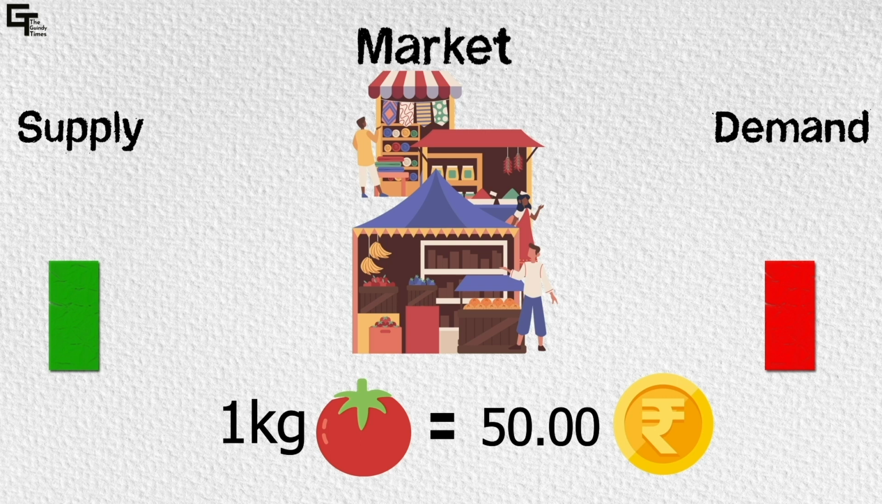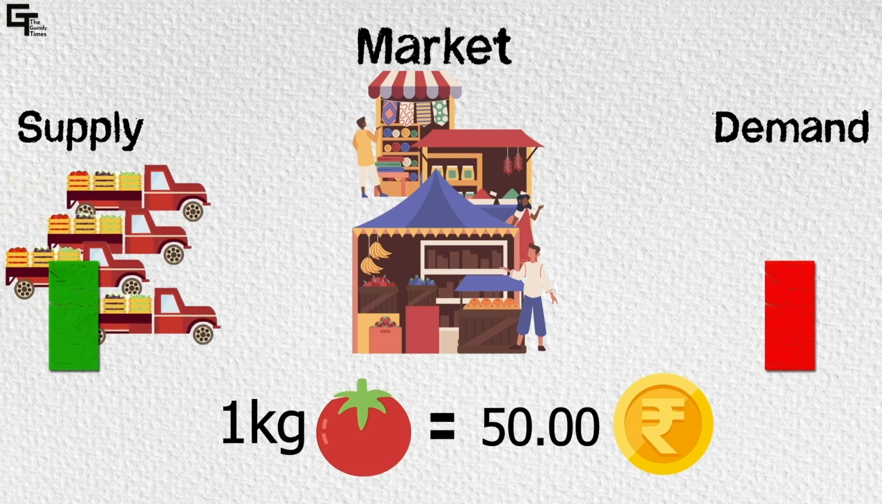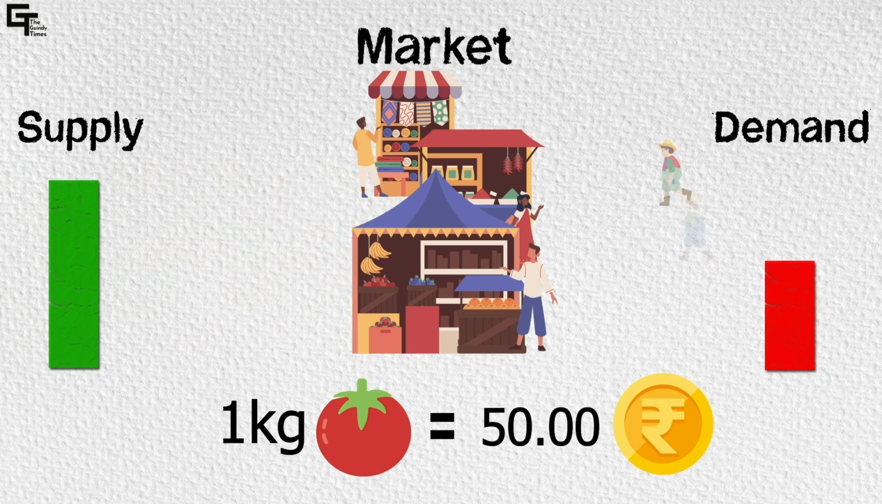The next day, a lot of tomatoes are harvested. So instead of 3, 4 lorries supply tomatoes to the market. Now we have the same 10 people, but a lot of tomatoes. Therefore, we decrease the price. In other words, we have the same demand for an increased supply. Hence, the prices decrease.